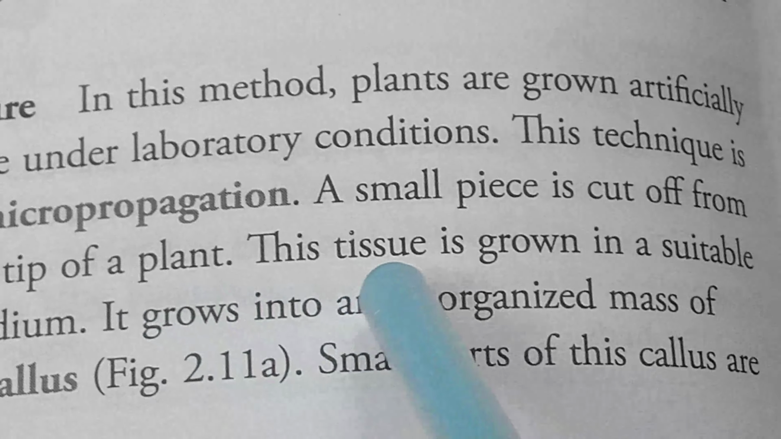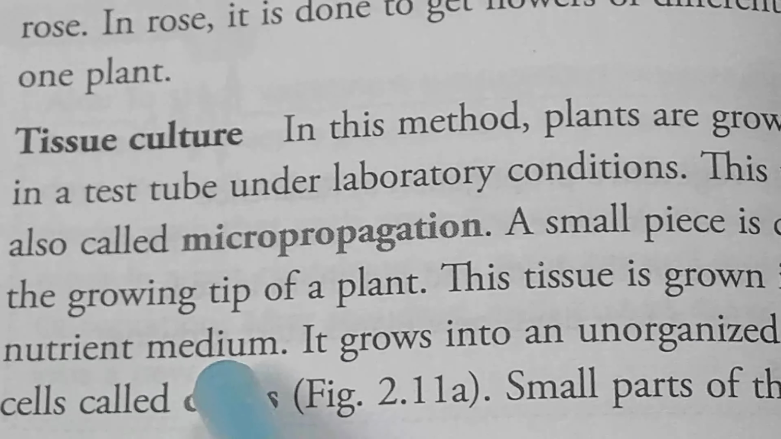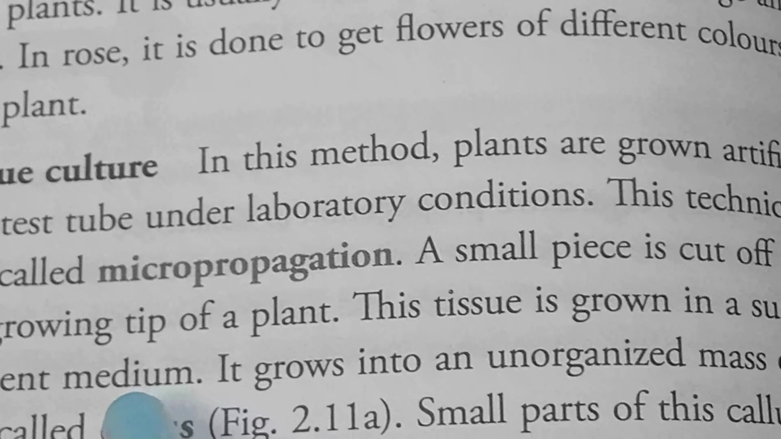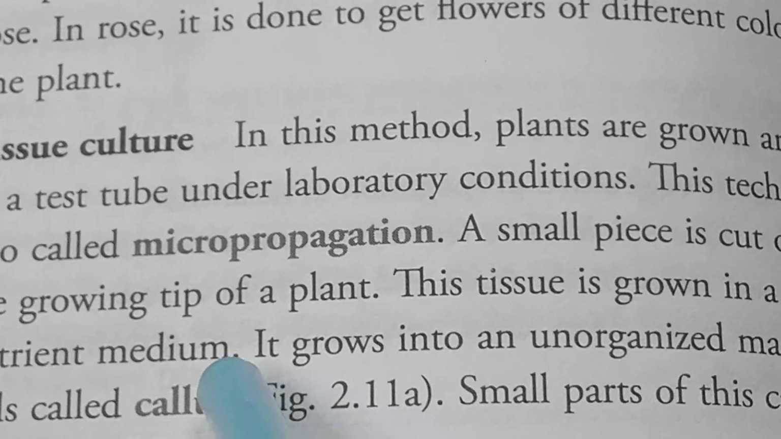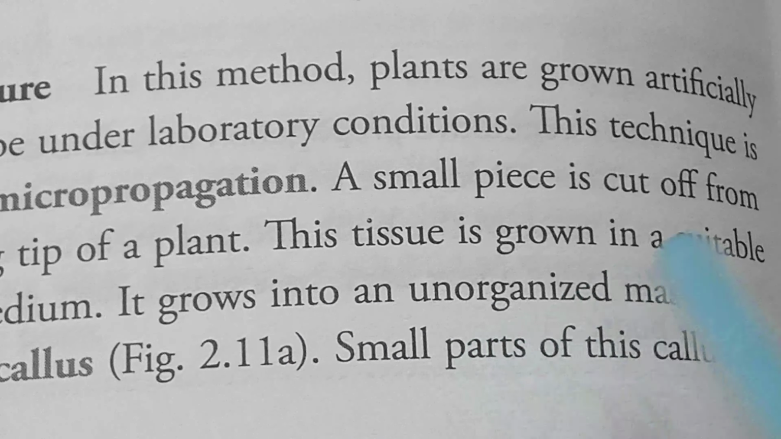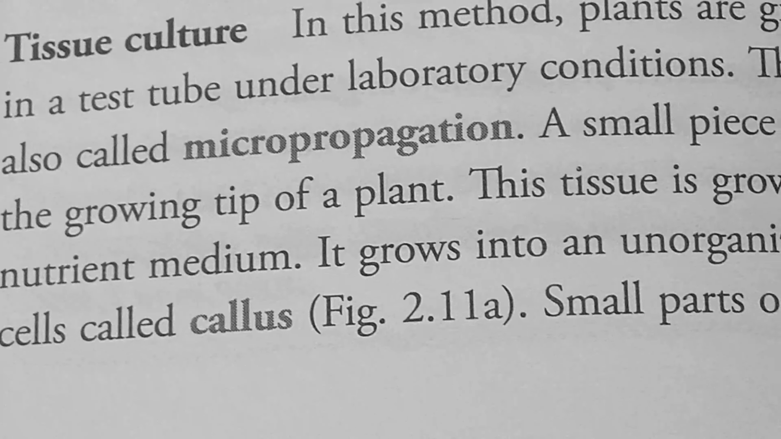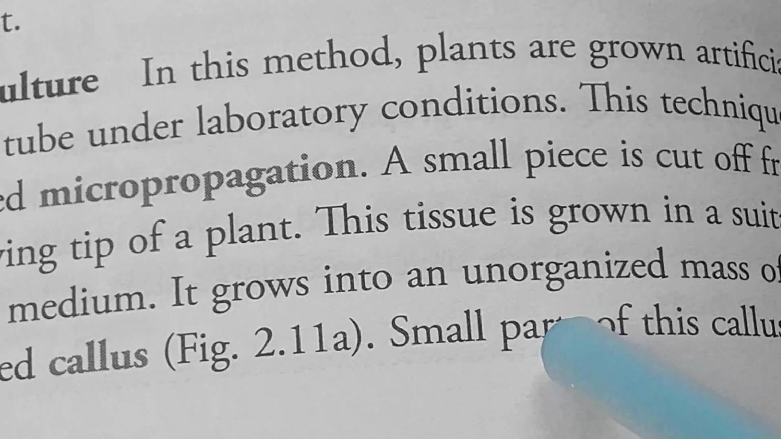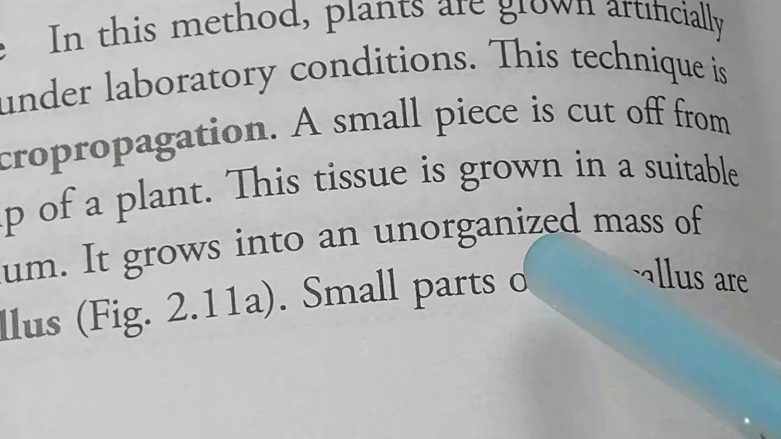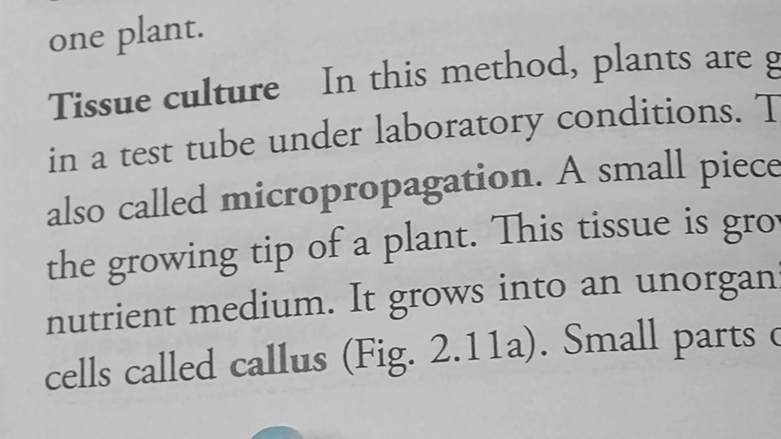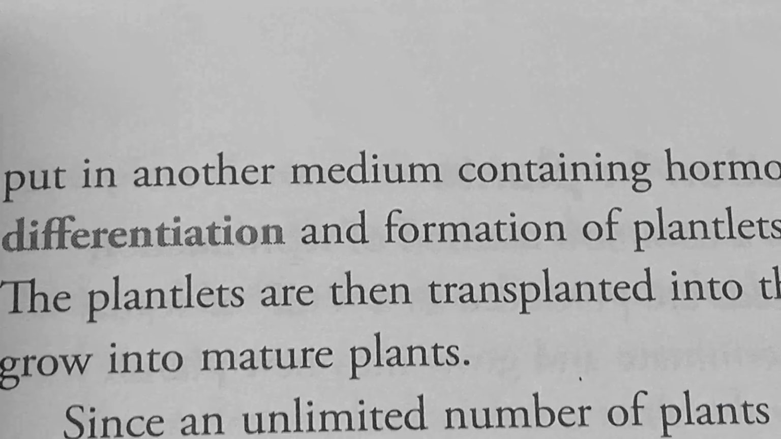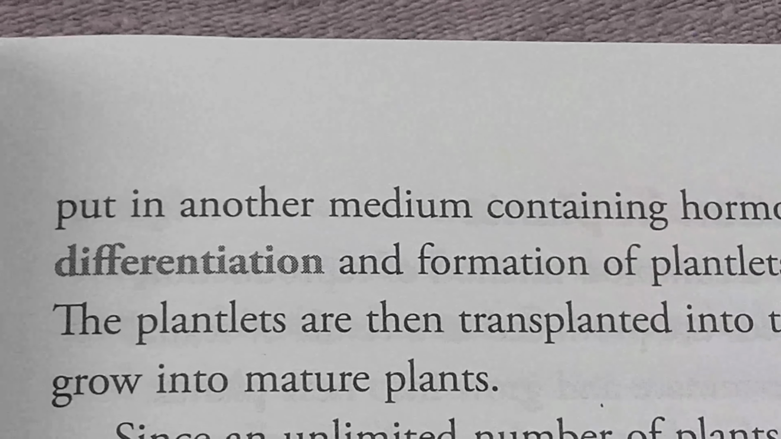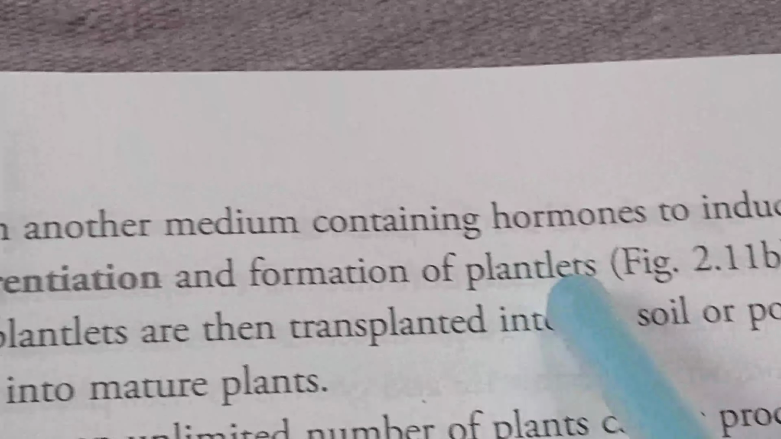A small piece is cut off from the growing tip of plant. This tissue is grown into a suitable nutrient medium. So after cutting from healthy plants, this tissue basically is planted in a suitable nutrient medium in laboratory. It grows into an unorganized mass of cell called callus. So after growing in the test tube, it turned into a mass of cell that is known as callus. Small parts of this callus are put in another medium containing hormones to induce cell differentiation and formation of plantlets.